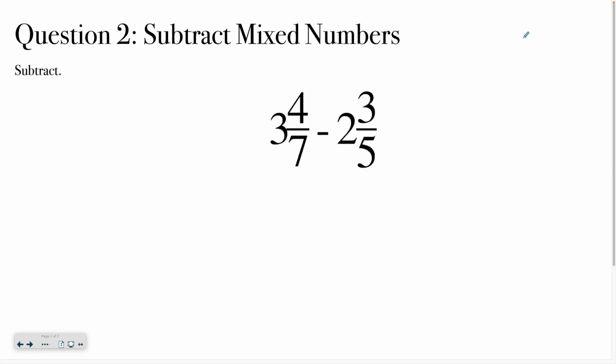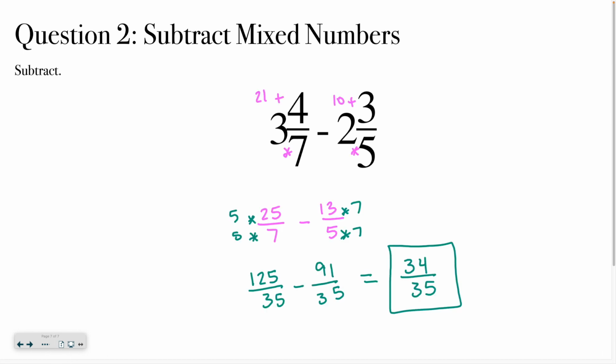Here is the last question for you guys to do today. Good luck. All right, for this problem, hopefully you ended up at 34/35. Okay, there I showed my work. Hopefully that will help guide you. It is possible that you did it a different way than I showed you. Feel free to ask questions. I'm happy to help you, or ask a friend.